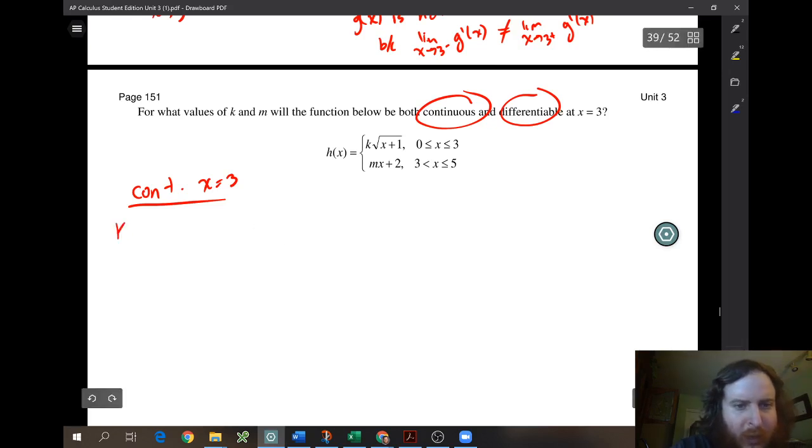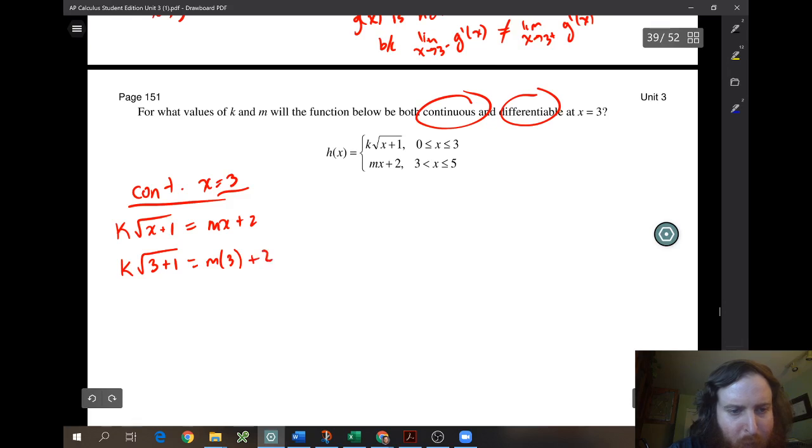So we're going to say k square root of x plus 1 would have to equal mx plus 2, but it's at 3, so we're going to plug in 3. So k square root of 3 plus 1 would have to be equal to m times 3 plus 2. We'll clean this up. Square root of 3 plus 1 is square root of 4. Square root of 4 is 2. So 2k would have to equal 3m plus 2. This is kind of our first equation.